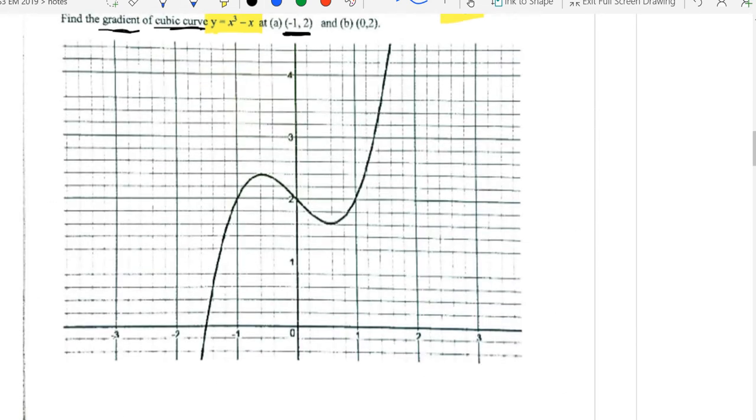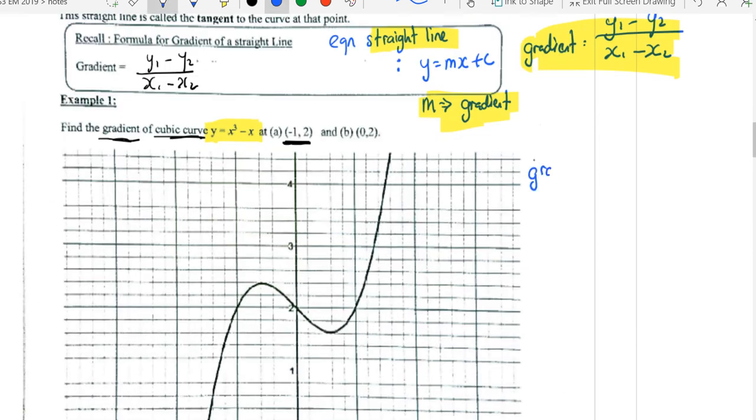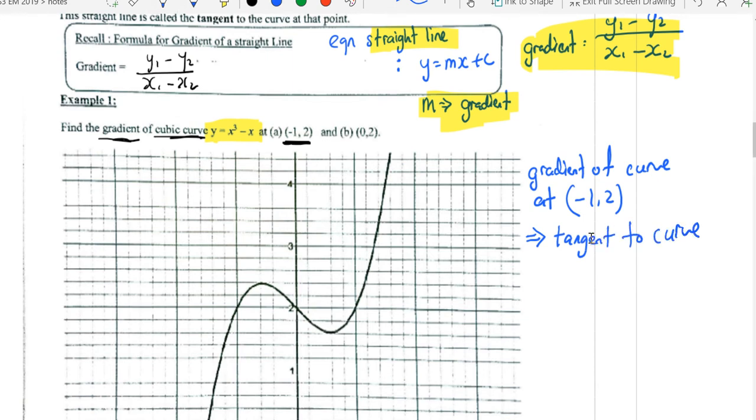Now to find the gradient, can you write down the gradient of curve at point negative 1, 2? It means you need to draw a tangent to the curve at negative 1, 2. Do you know how to draw a tangent?